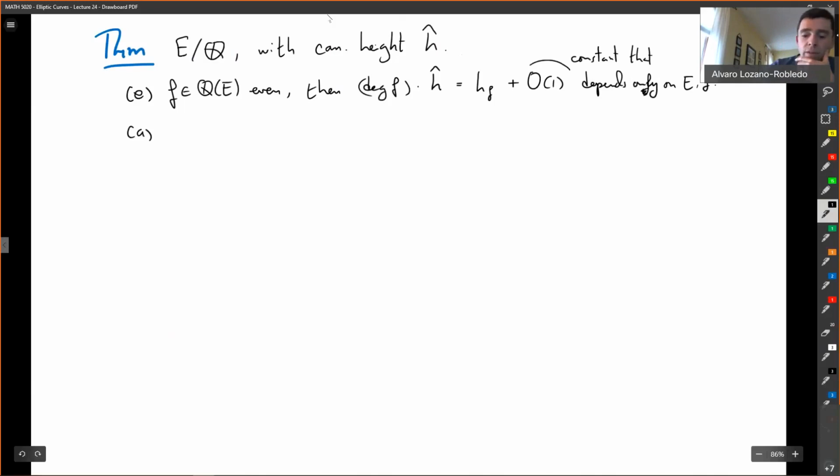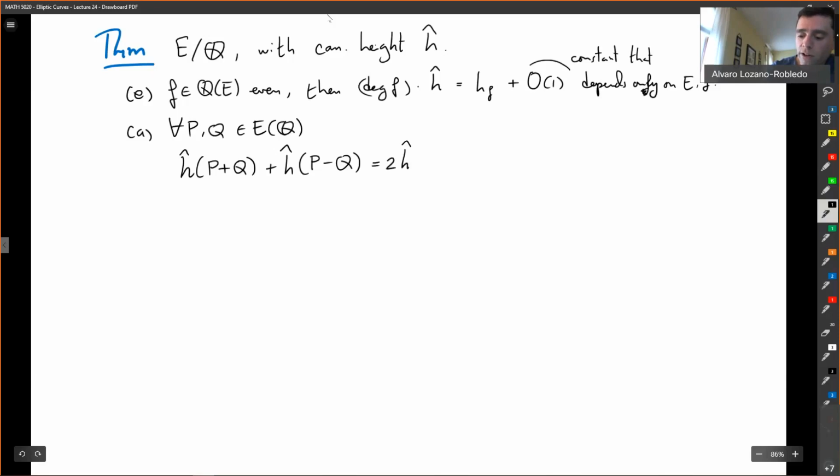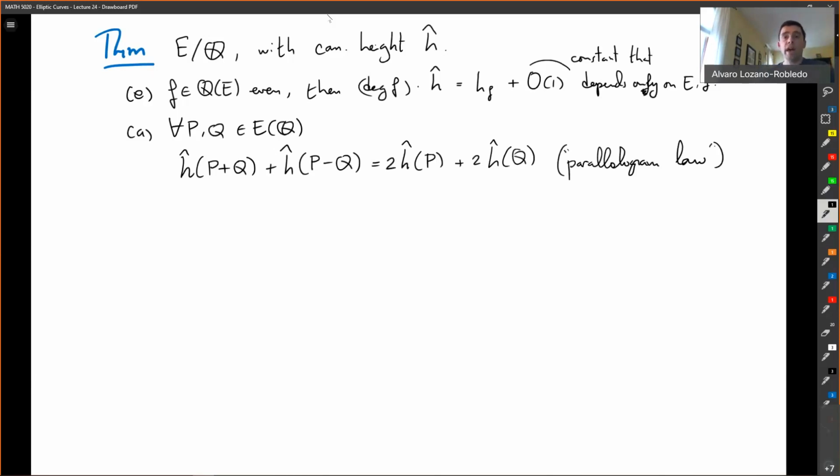Now, more importantly, for all P and Q on E, we have the parallelogram law. The height of P plus Q plus the height of P minus Q is twice the height of P plus twice the height of Q, which is again called the parallelogram law. Okay, and that tells me that h hat is going to be a quadratic form.